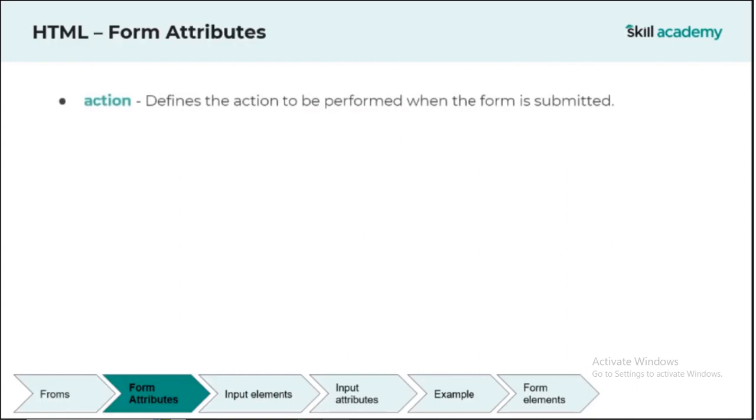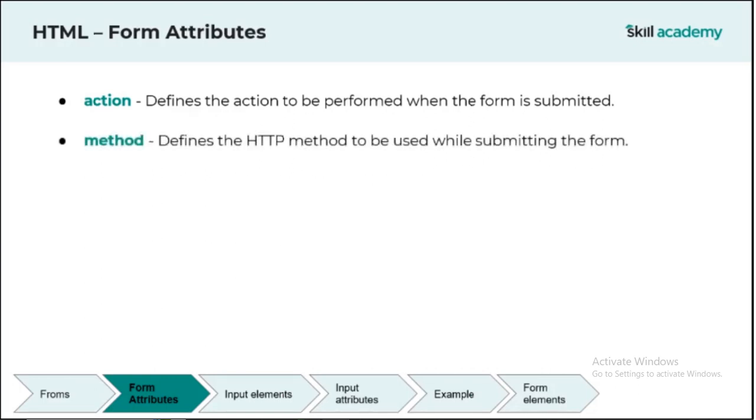Now here we are going to discuss HTML form attributes. So when you are going to use forms, you are going to deal with different attributes. One of the most important attributes is action. It defines the action to be performed when the form is submitted. This action you will be using when you are going to learn about backend.